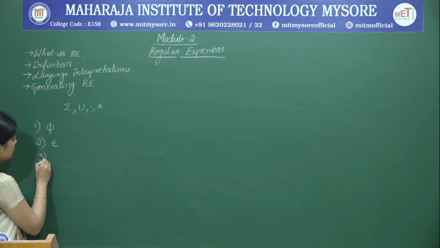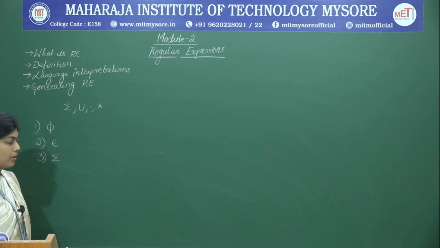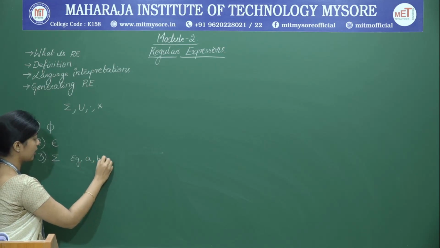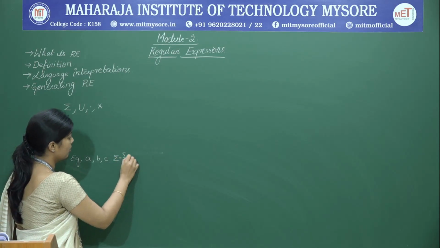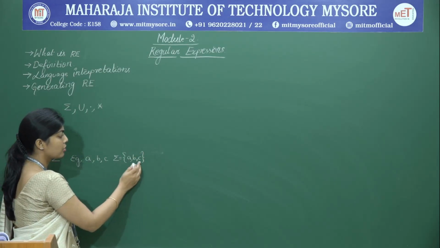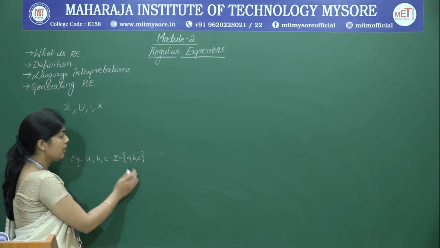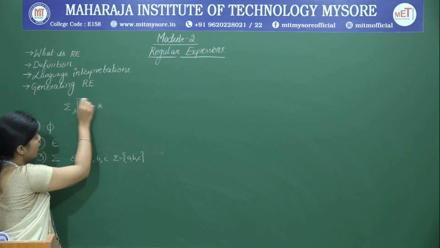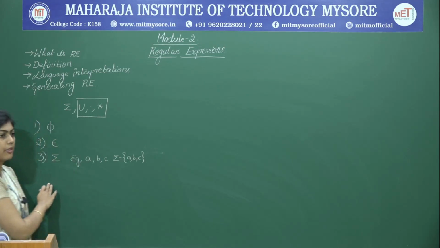Third, anything that belongs to sigma is also a regular expression. For example, A is a regular expression, B is a regular expression, C is a regular expression, provided sigma is equal to A, B, C. Then individually each one of the elements inside this is also a regular expression. Now these are the basic units. So now we will move ahead to see how the operators can be used to combine the first three basic things that we have seen.